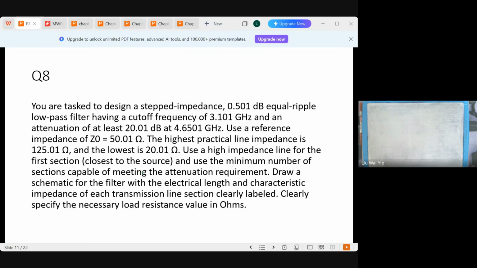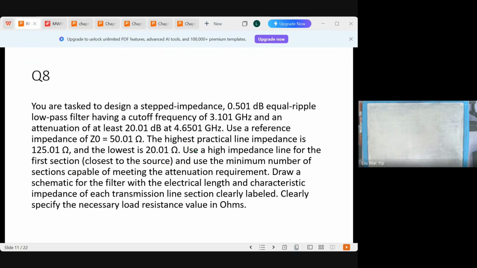So you use these two impedance lines alternately to design a low pass filter. And the filter, according to the question here, equal ripple, it must be Chebyshev. You will not get it in a Butterworth filter. The specification is not given in this way. Only a Chebyshev filter has this characteristic.